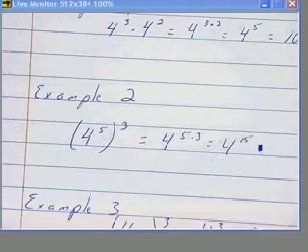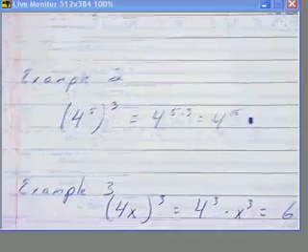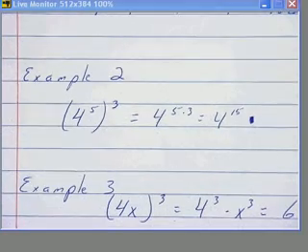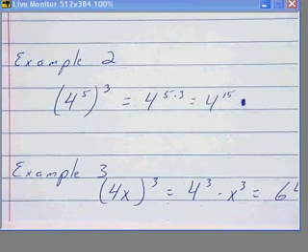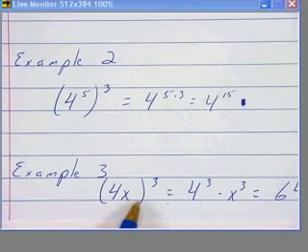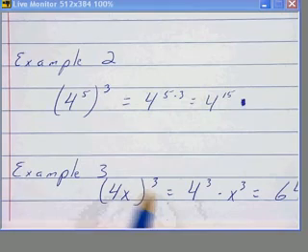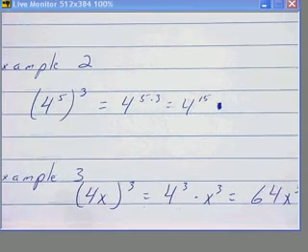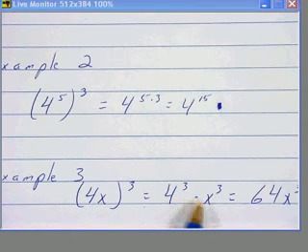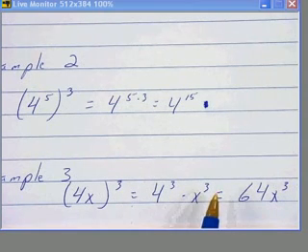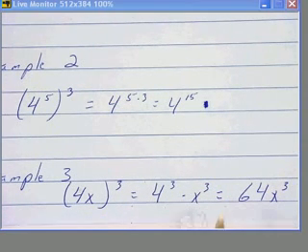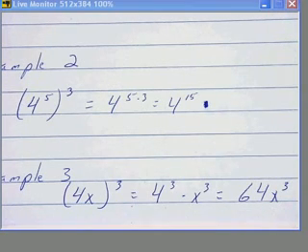And the last example is the power of a product property. The product is 4x. That's what's inside the parentheses. If that's all raised to the 3rd power, then what you have is each individual thing raised to the 3rd power. 4 to the 3rd power times x to the 3rd power. 4 to the 3rd power is 64. X to the 3rd power is x cubed. So those are 3 examples of the types of problems that your children were asked to work today.